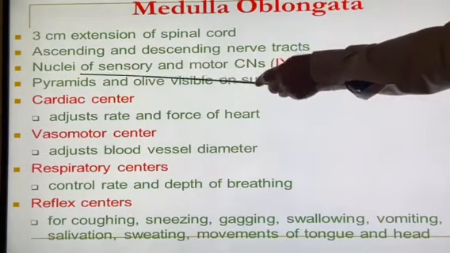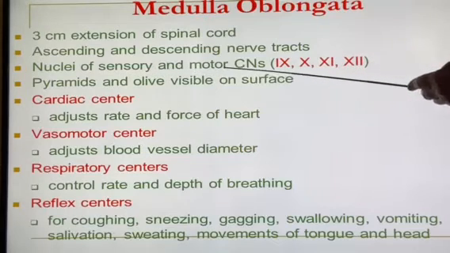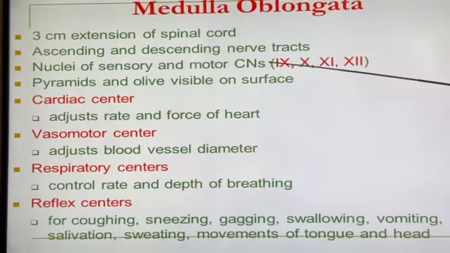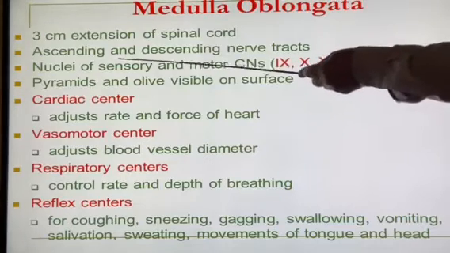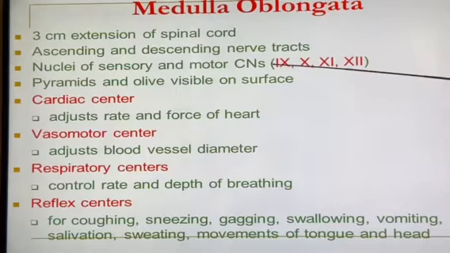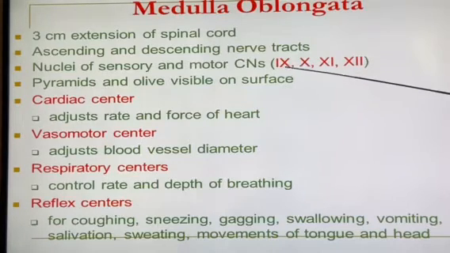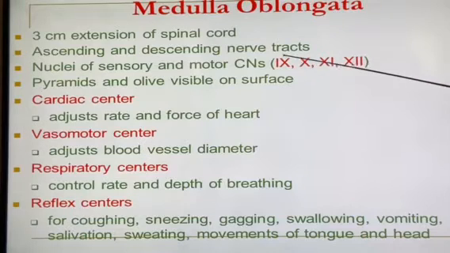The nuclei of the cranial nerves found in the medulla are the 9th, 10th, 11th, and the 12th. What do I mean by this? In the brainstem, we call it the rule of 4. What is the rule of 4? The cranial nerves are 12 in number. 4 of them exit from the midbrain, 4 of them come from the pons, and the last 4 come from the medulla.